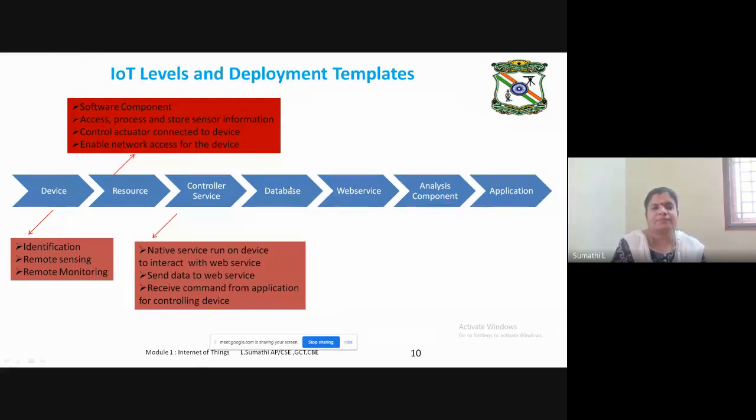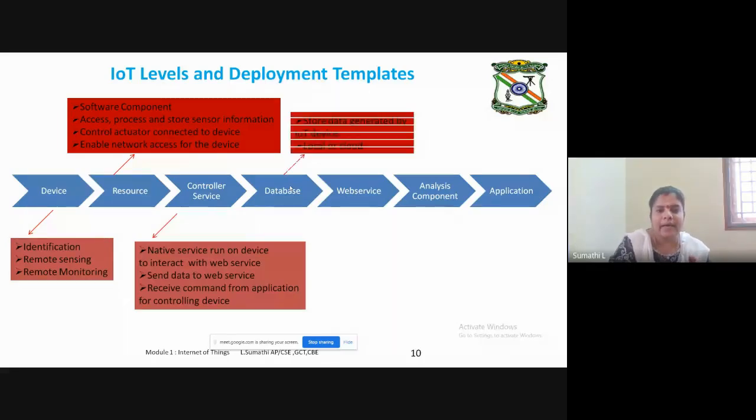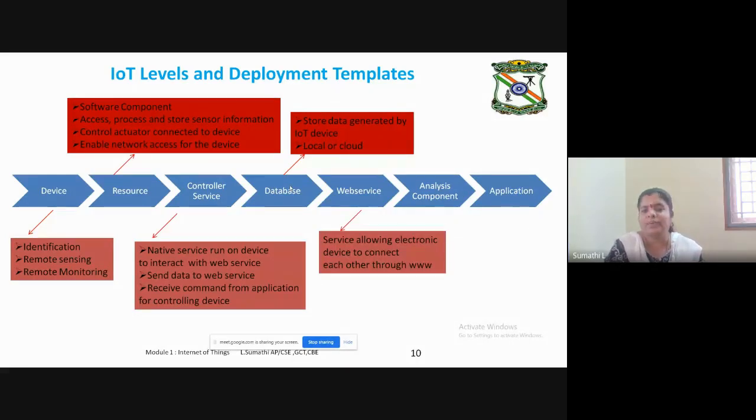Then what is a database? As we know, it is storage of data. The place where you store your sensed information, you call it a database. Either it can be on the device side, which you call the edge side, or on your cloud. As you have seen, the web service is meant for connecting electronic devices through the World Wide Web. Analysis is again a software part, the software portion that helps you analyze your data and generate a meaningful report from that data. That is your analysis component.